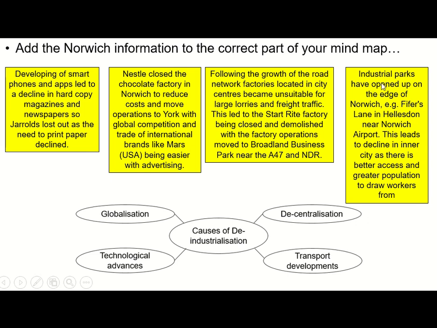And then lastly, this one is decentralisation. Industrial parks open up on the edge of Norwich, for example, Pfeiffer's Lane in Hellesdon, which is near the airport, which led to the decline in the inner city because there's better access, greater population to draw workers from. So this is our example of decentralisation in Norwich. Okay, so there we go. We've got these matched up as well. Now, make sure you've got the right answers, and then we're going to summarise the session.